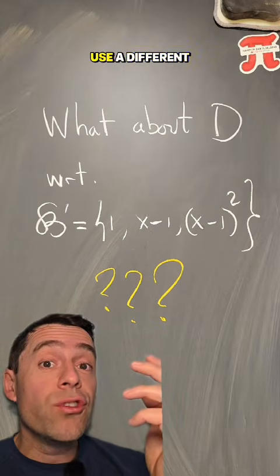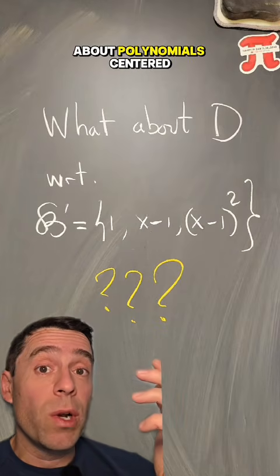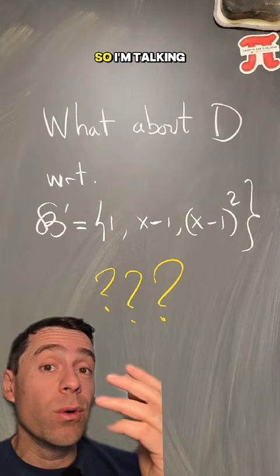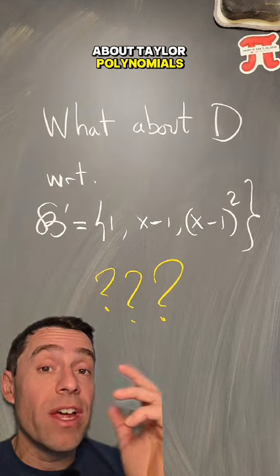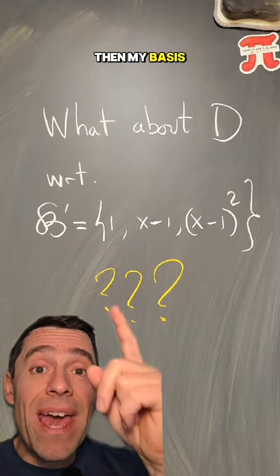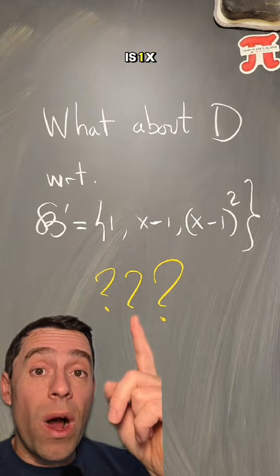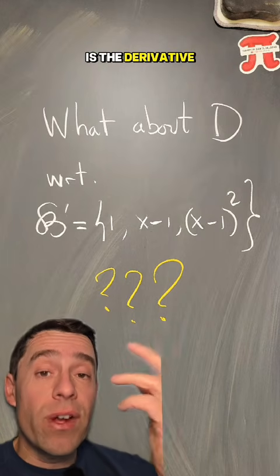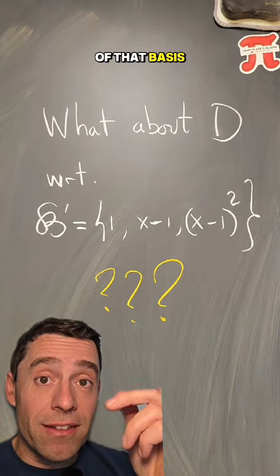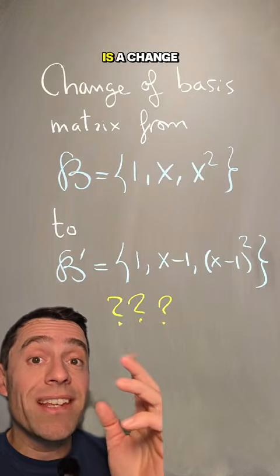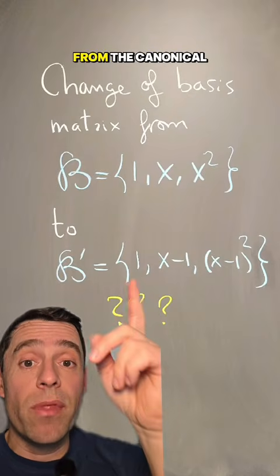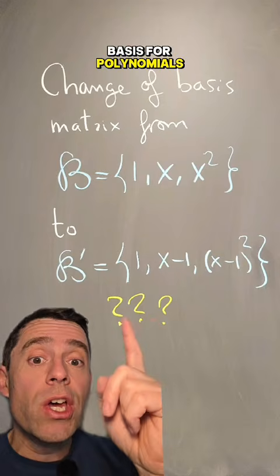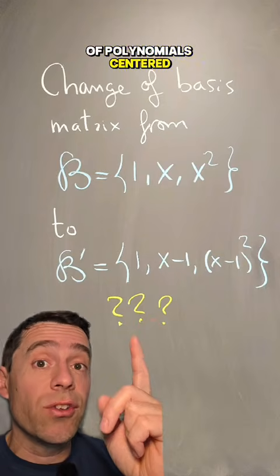Now, what if I want to use a different basis? What if I want to talk about polynomials centered at 1? So I'm talking about Taylor polynomials centered at 1. Then my basis that I would like to use is 1, x minus 1, x minus 1 squared. So what is the derivative map in terms of that basis? What I need, first of all, is a change of basis matrix from the canonical basis for polynomials to this basis of polynomials centered at 1.